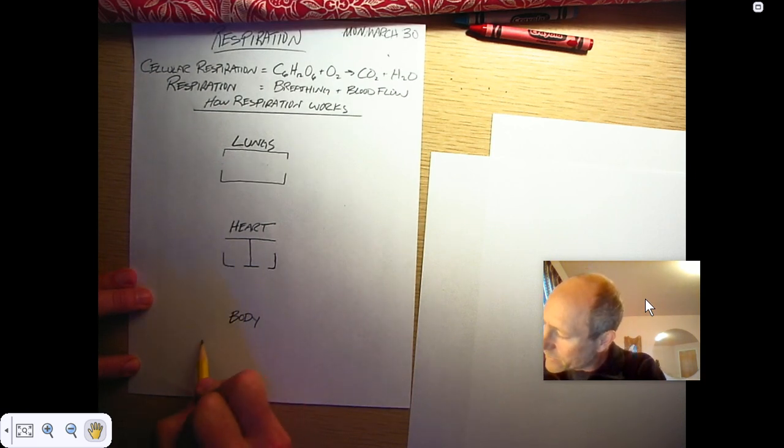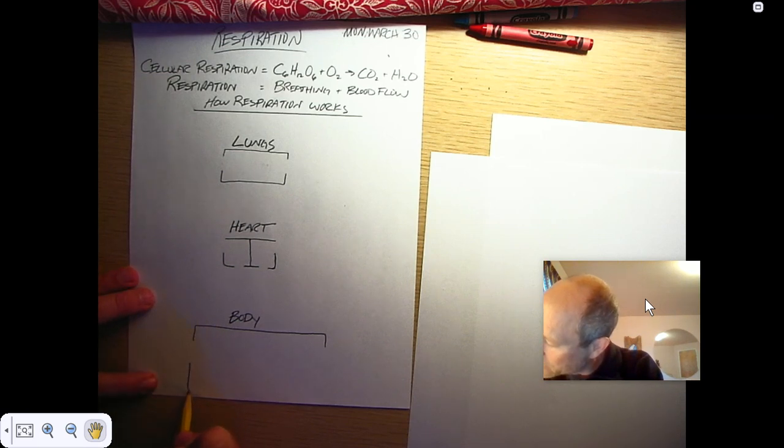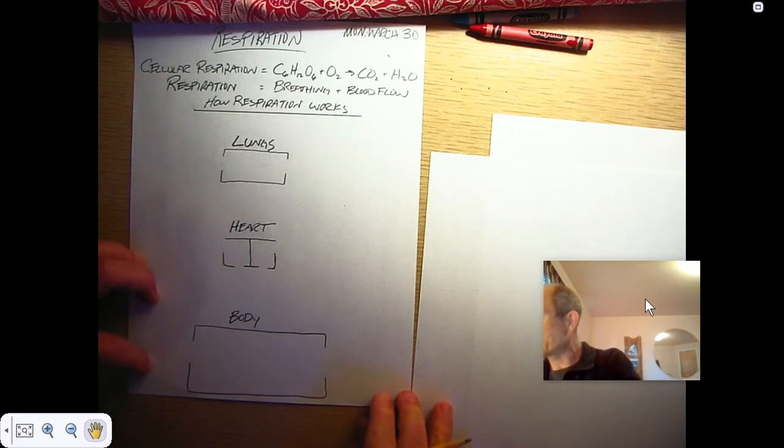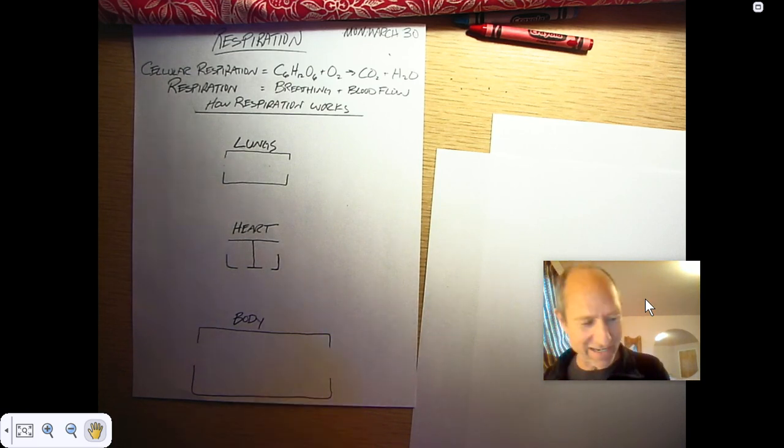And then the body we're going to show down here. We're going to show the body being a big box because it's lots of cells. And of course, the body does include the heart and the lungs. And we've got this body here, showing it kind of down low. Maybe this person carries their weight down low.